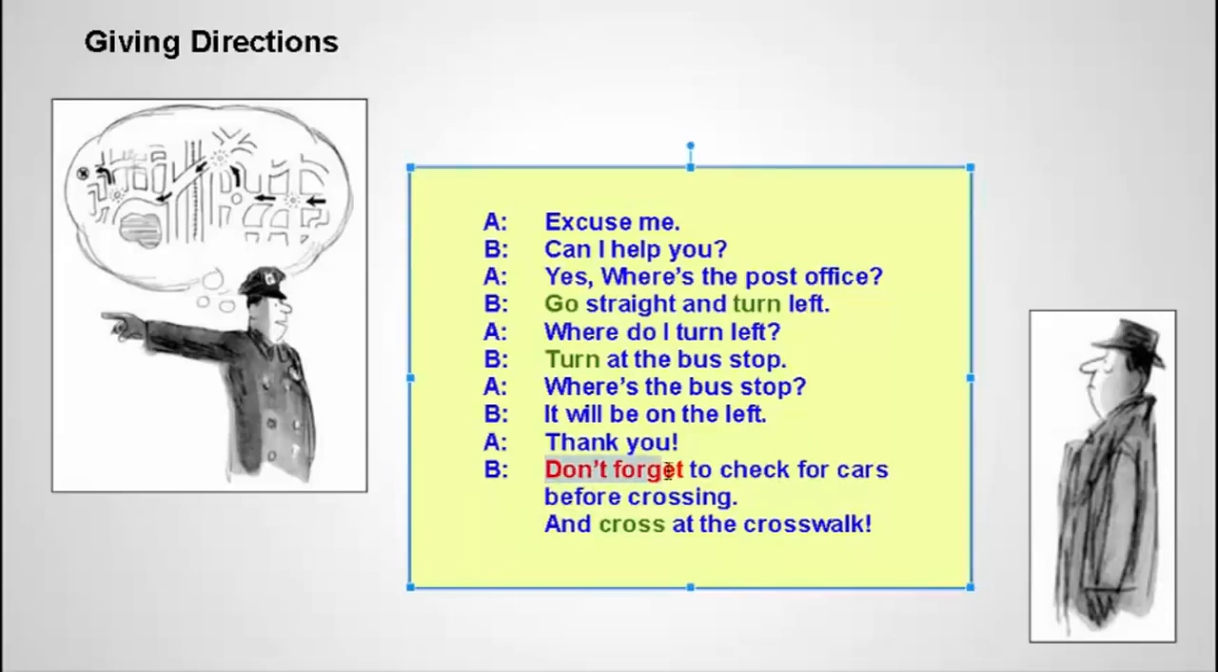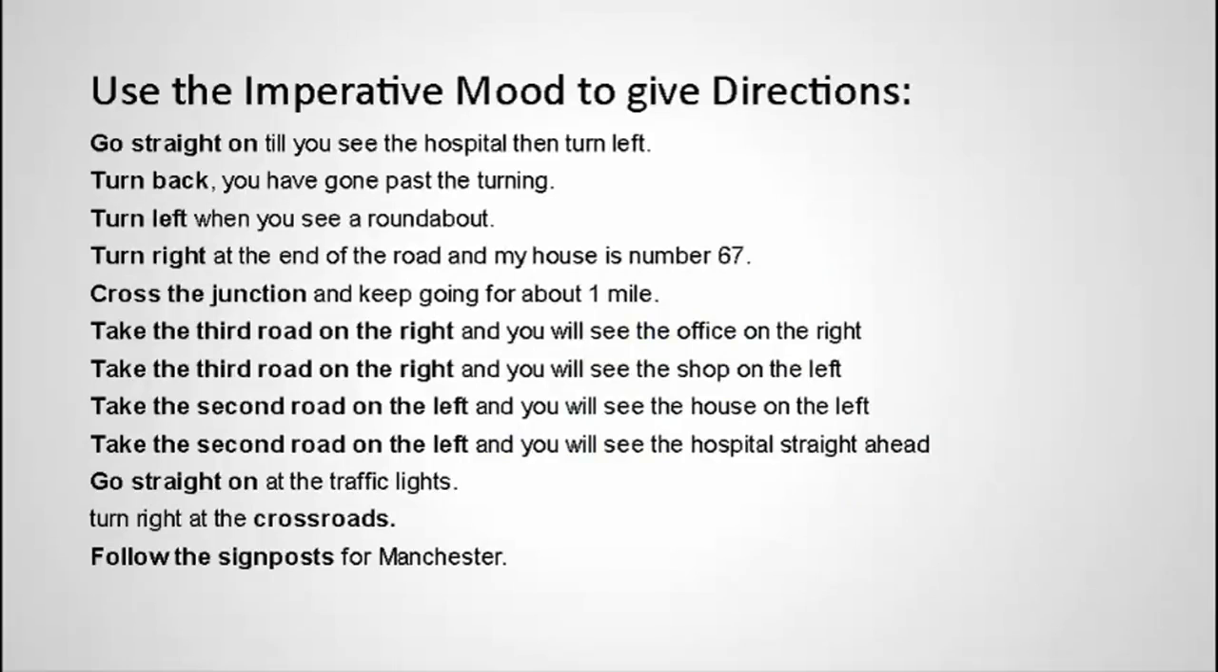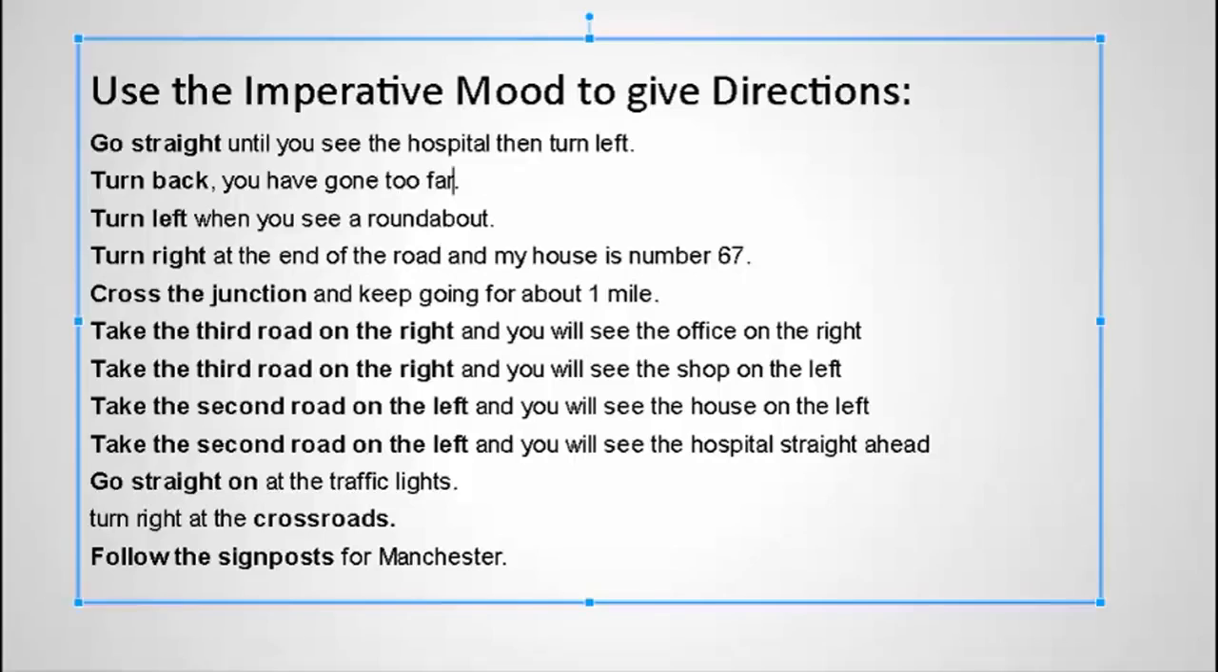So don't forget, this is an imperative. It's called the prohibitive mood also. And cross and turn and go and turn. Those are the verbs. Here's another example. Go straight until you see the hospital, then turn left. These are some other examples, some British English.